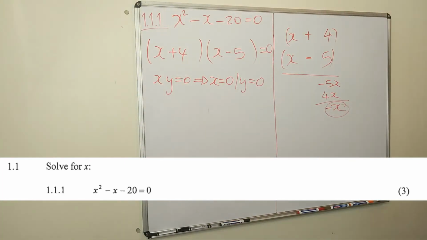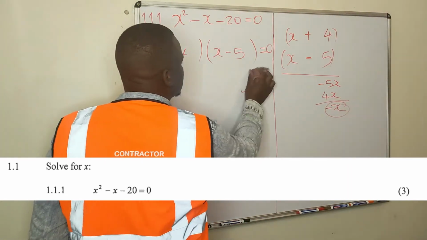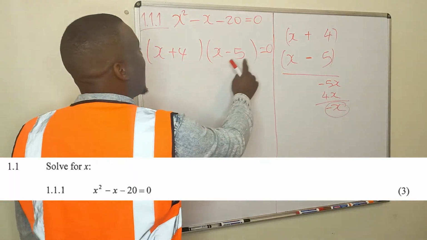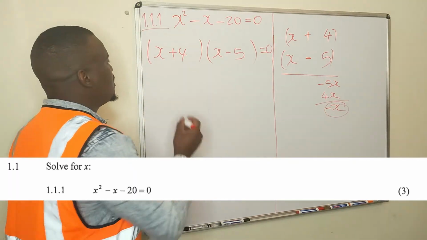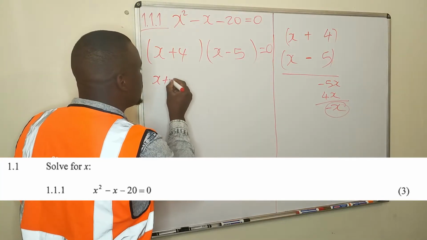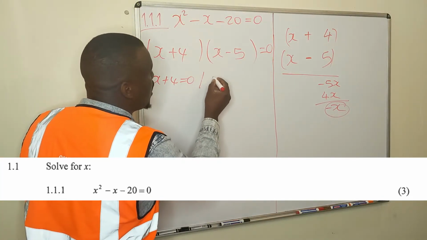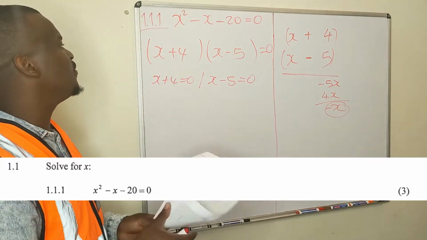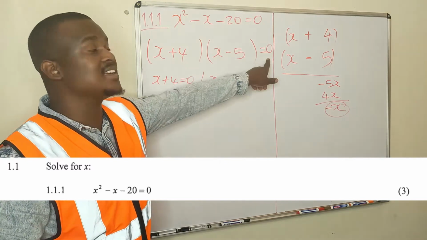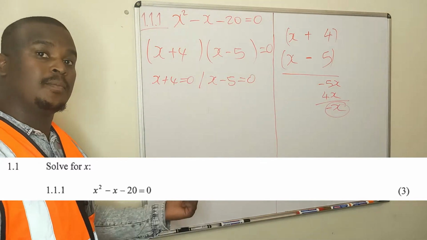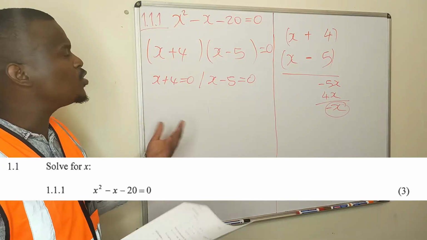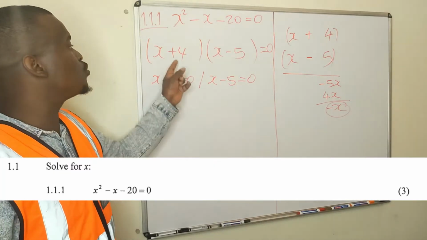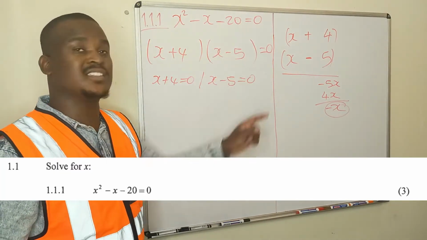You have two brackets, x plus 4 and x minus 5, multiplying each other. So if they multiply each other and the product is 0, that tells you that either this bracket, which is x plus 4, is equal to 0, or x minus 5 is equal to 0. So when you have two brackets multiplying each other and the answer is 0, one of them at least should be 0. But you're not sure which one it is. So you say this part is 0 or that part is equal to 0. That's how you achieve the product of the brackets being 0.